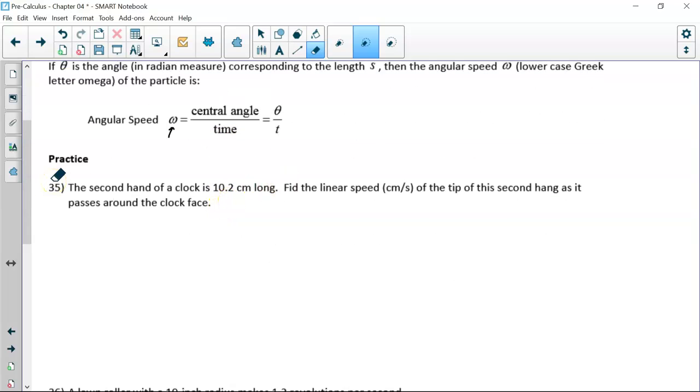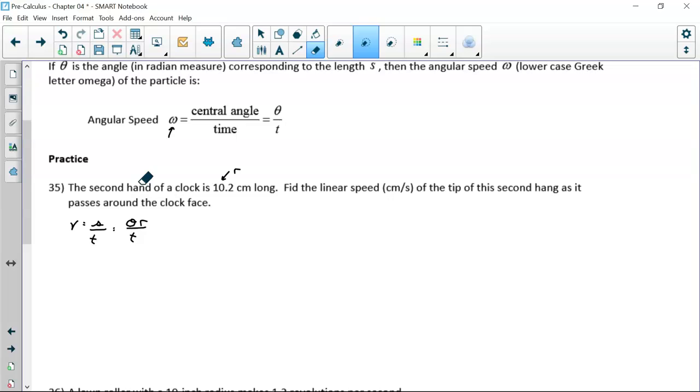So for number 35, the second hand of a clock is 10.2 centimeters long. That's going to be our radius. We're going to find the linear speed. So linear speed, we know it equals the arc length S divided by the time. So it's going to be theta times r divided by the time. Now, we have to look to see some information as it passes around the clock face.